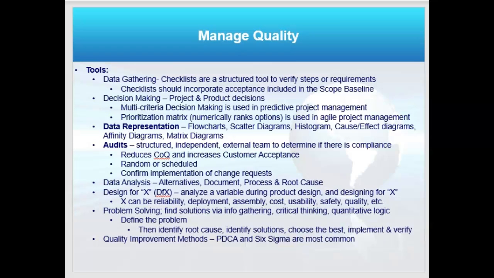So in manage quality, though, there are a bunch of tools. Too many to go over. You'll have to refer to the PMBOK guide, but really they're summarized here, so it's easy reading. We could do data gathering. I could use checklists to gather data. I could do decision making, which could be in the form of multi-criteria decision making or some prioritization matrix. I want to think about how I represent the data, either in a flow chart for quality, or a scatter diagram, or a histogram, or a cause and effect diagram. We'll look at those here in a minute.